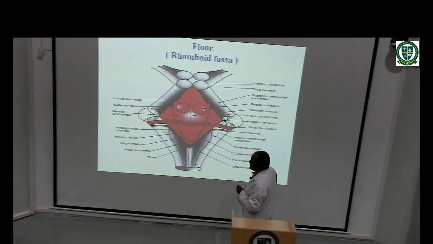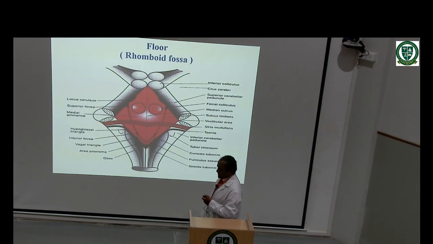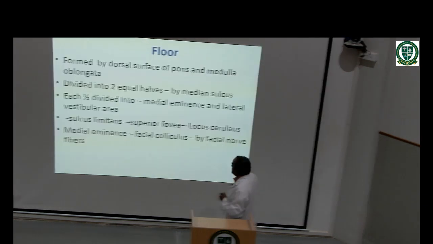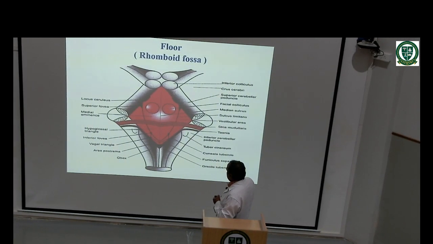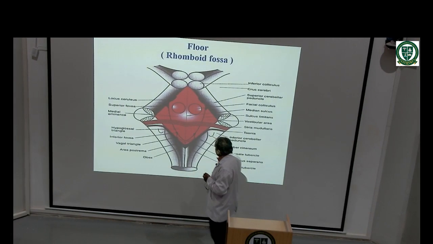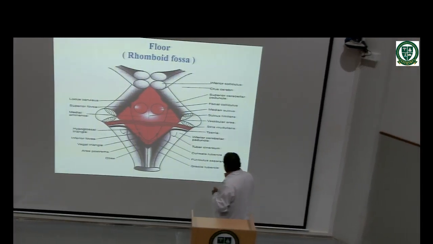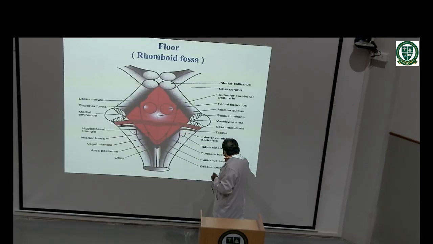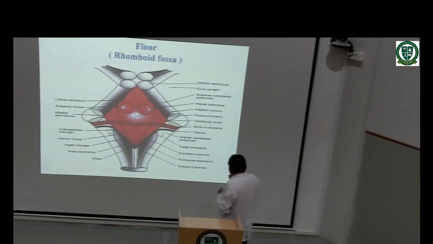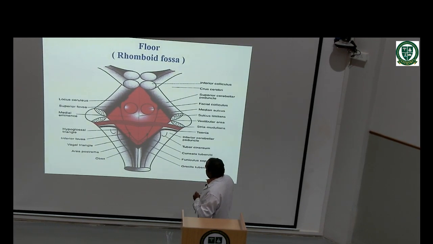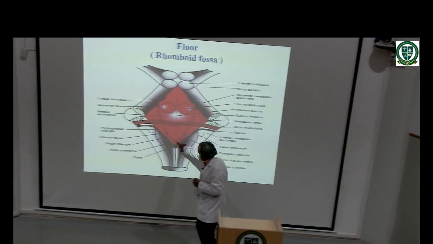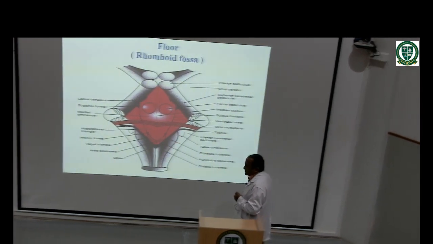In the hypoglossal triangle you have the hypoglossal nucleus, and in the vagal triangle you have the 10th, that is the vagus nerve nucleus, the glossopharyngeal nerve nucleus, and the cranial part of the accessory nerve nucleus. Again in the vagal triangle, there is a line called the funiculus separatus. Below the funiculus separatus, this area is called the area postrema. Here you have the vomiting center.